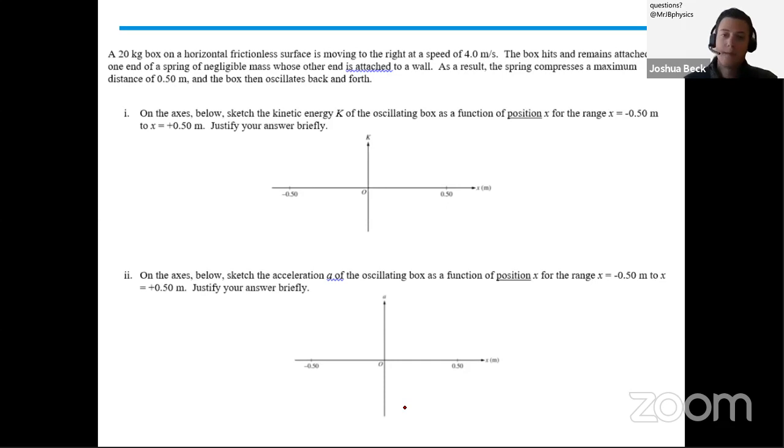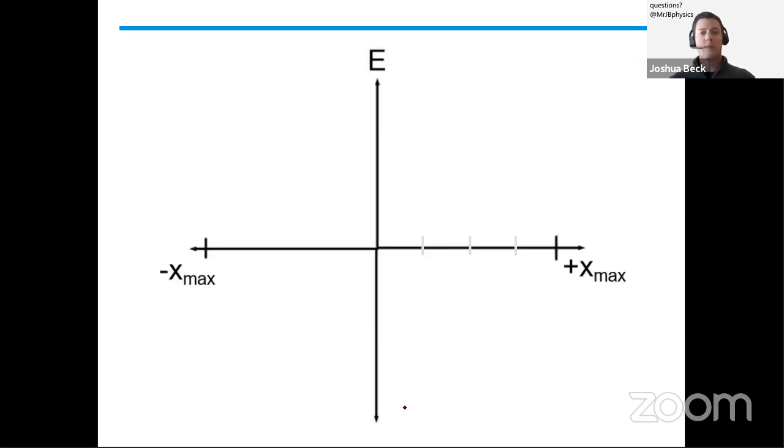So I'm going to start by looking at this energy one, then we'll come back to the acceleration one. Now remember, this is not as a function of time. This is as a function of position. So our position axis is constrained. We've got our maximum displacement on the positive side, our maximum displacement on the negative side, and then we've got 0 in the middle. So how could we graph this?